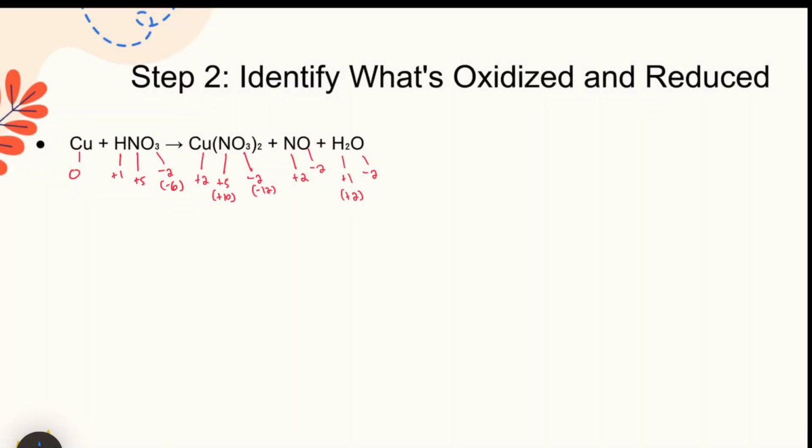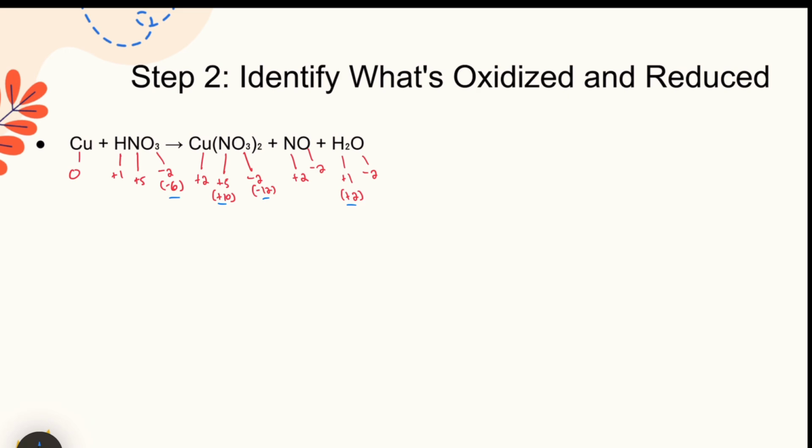The next step we're going to do is identify which substance is being oxidized and which one is being reduced. And we're going to do that by tracking the changes in oxidation numbers. So if we look here, again, I'm only looking at changes per atom. And that's very important to state, that it's per atom. None of these in brackets are the totals that we're looking at.